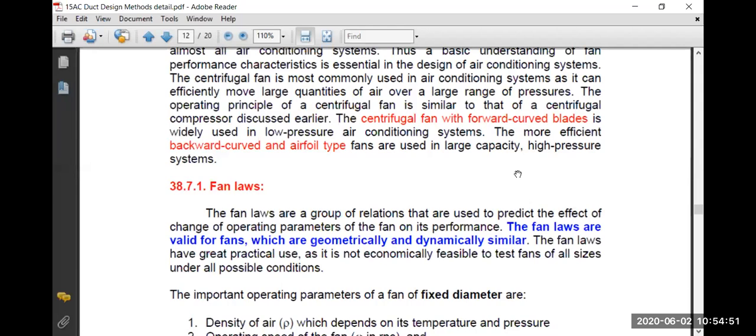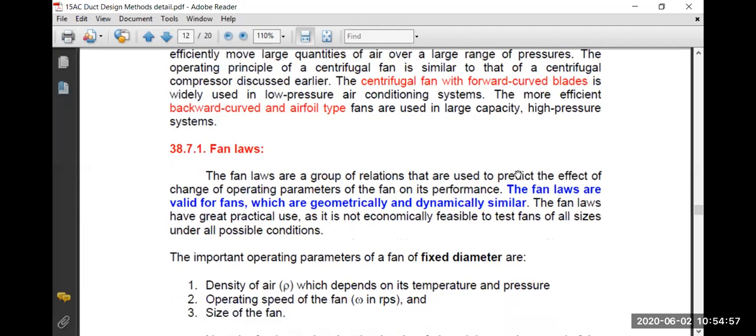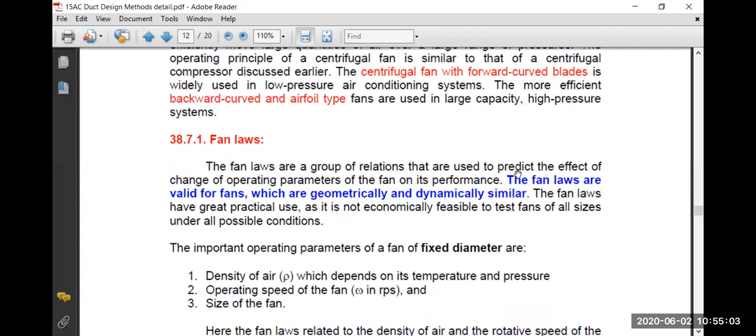The operating principle of a centrifugal fan is similar to that of a centrifugal compressor. The centrifugal fan with forward curved blades is widely used in low pressure air conditioning systems. The more efficient backward curve and airfoil type fans are used in large capacity high pressure systems. So here are mentioned different types of fan blades. Centrifugal fans may have forward curve, straight radial blades, backward curve, or airfoil. So four types: radial blades, forward curve blades, backward curve blades, and airfoil type.